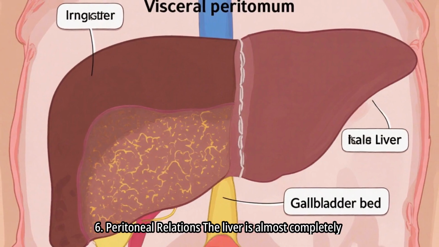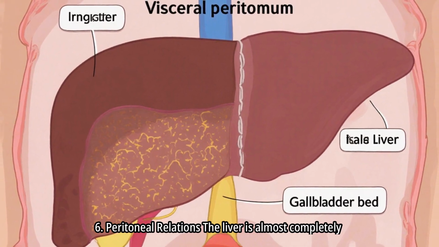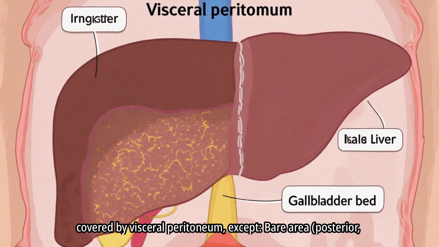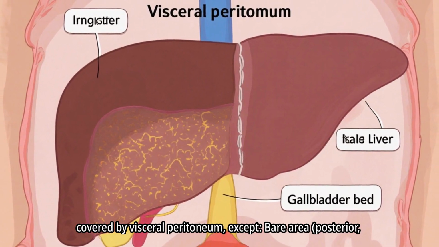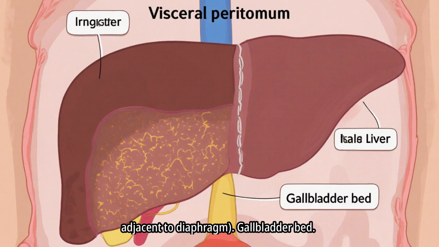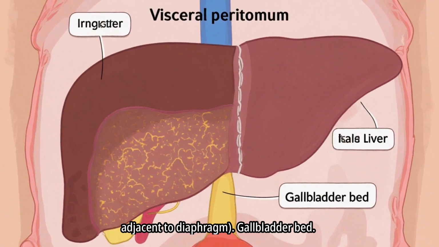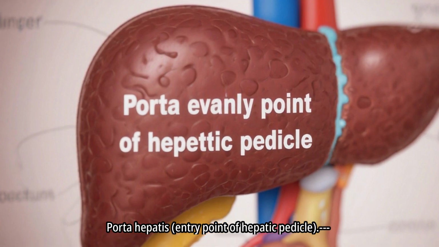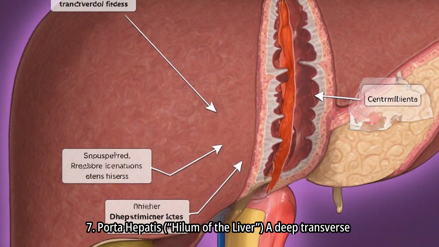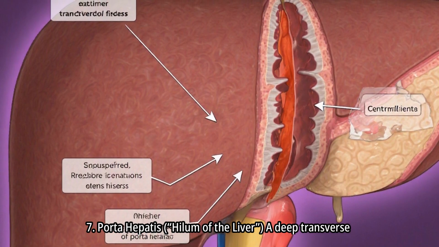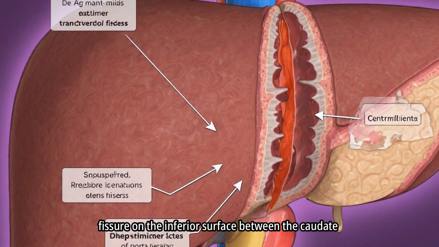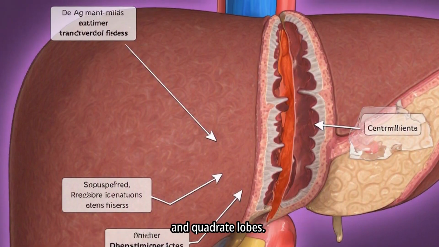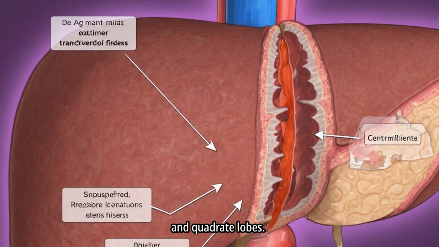6. Peritoneal relations. The liver is almost completely covered by visceral peritoneum, except the bare area, posterior, adjacent to diaphragm, the gallbladder bed, and the porta hepatis, the entry point of the hepatic pedicle. 7. Porta hepatis, the hilum of the liver. A deep transverse fissure on the inferior surface between the caudate and quadrate lobes.